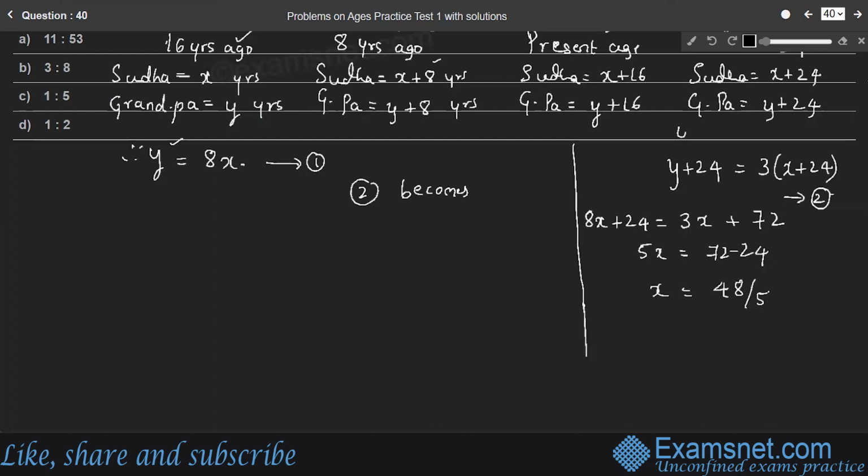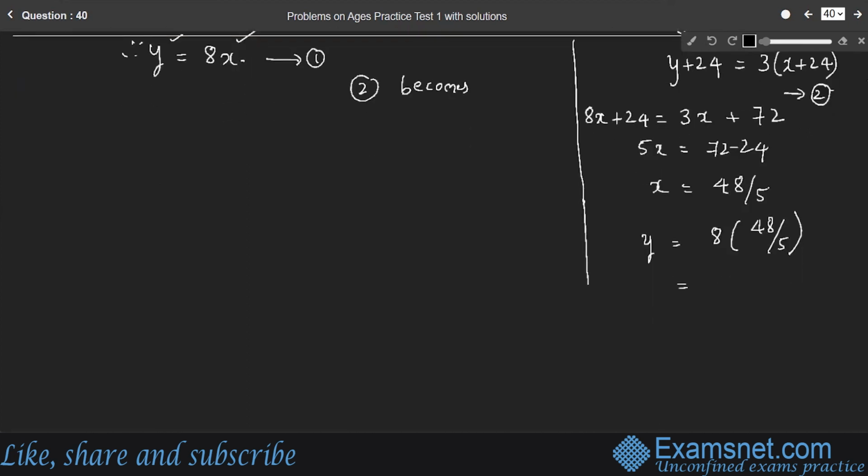If x is 48 by 5, what is the value of y? Substitute the value of x in any of the equations. So y, from equation 1, becomes 8 into x. X is 48 by 5, so which is equal to 8 into 48, 8 into 8 is 64, then 32 plus 6 is 38, so 384 by 5 is the value of y. And the value of x is 48 by 5.